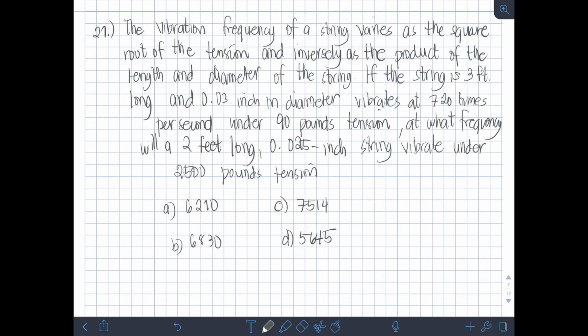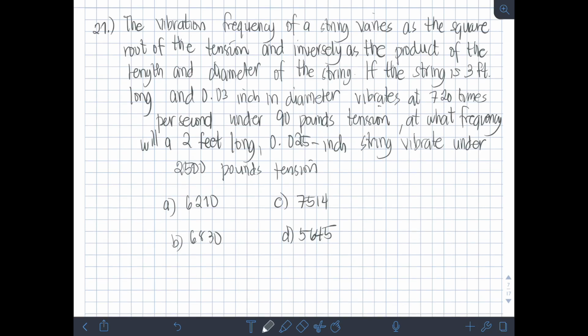Okay? Next, we have the vibration frequency of a string varies as the square root of the tension and inversely as the product of the length and diameter of the string. If the string is 3 feet long and 0.03 inch in diameter, vibrates at 720 times per second under 90 pounds tension, at what frequency will a 2 feet long, 0.025 inch string vibrate under 2,500 pounds tension? Okay, so variation. So, gawa muna tayo ng equation.